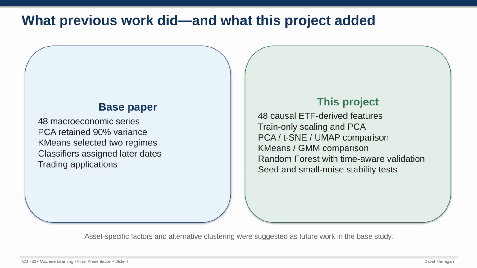It added T-distributed stochastic neighbor embedding, or TSNE, and uniform manifold approximation and projection, or UMAP, as two-dimensional visualization methods. It also added a Gaussian mixture model, or GMM, which creates probability-based groups with more flexible boundaries.